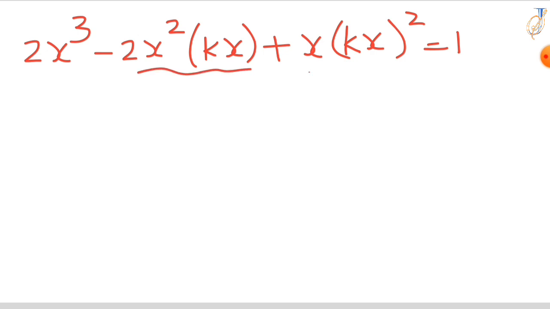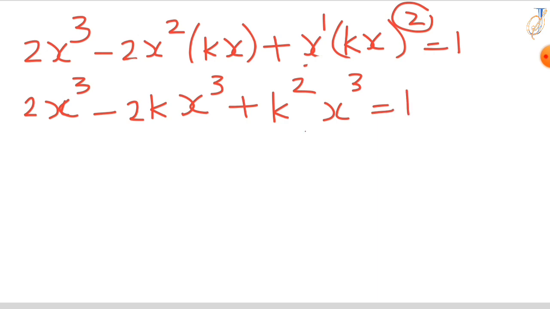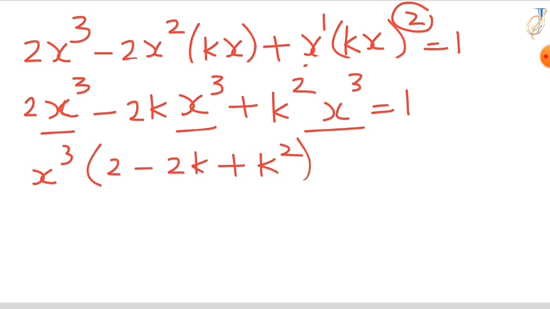So now expand these terms. 2x raised to the power of 3 minus 2 is a constant, k is a constant, so write the 2k as a constant. Then you have x raised to the power of 2, then x, it turns into x raised to the power of 3, plus k power 2, that is equal to 1. Now here x power 3, here x power 3, here x power 3. Just take x power 3 as common. Then you are left with constants 2 minus 2k plus k power 2, that is equal to 1. Consider this as equation 2.